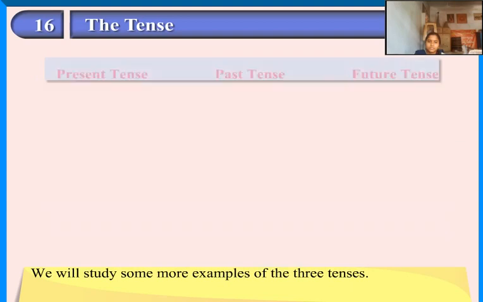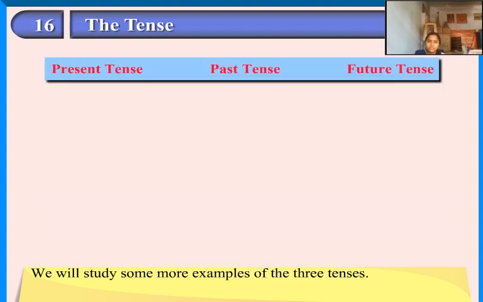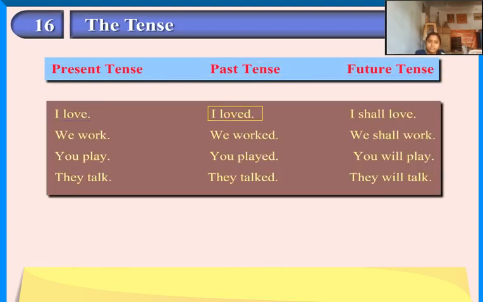We will study some more examples of the three tenses: present tense, past tense, future tense. I love, I loved, I shall love. We work, we worked, we shall work. You play, you played, you will play. They talk, they talked, they will talk.